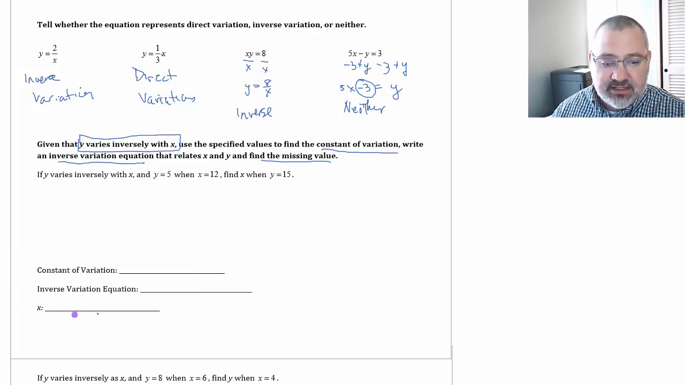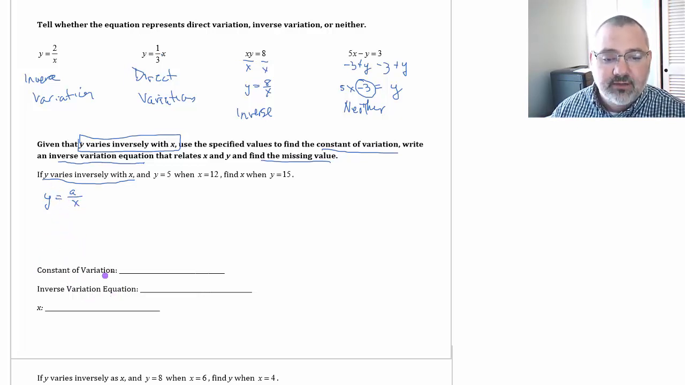Now, down here it says that, but when you read your directions, always make sure you underline what you're trying to find. So y varies inversely with x. Let's start off with the formula. Well, inverse variation says y equals a divided by x. That's not our inverse variation equation. This is just our formula we start with.